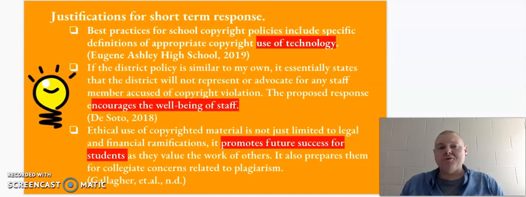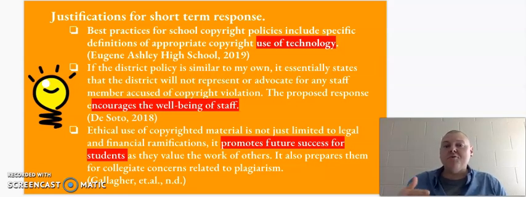More justifications for this short-term response. Best practices for school copyright policy should include specific definitions of appropriate copyright use as it relates to technology. So if the district has a copyright policy, and it's done well, it should already include information. If the district happens to have a policy that's similar to my district's policy, this essentially states that the district won't represent or advocate for any staff member accused of a copyright violation. Therefore, the proposed response encourages the well-being of staff and helps them to avoid litigation and the potential loss of a career.